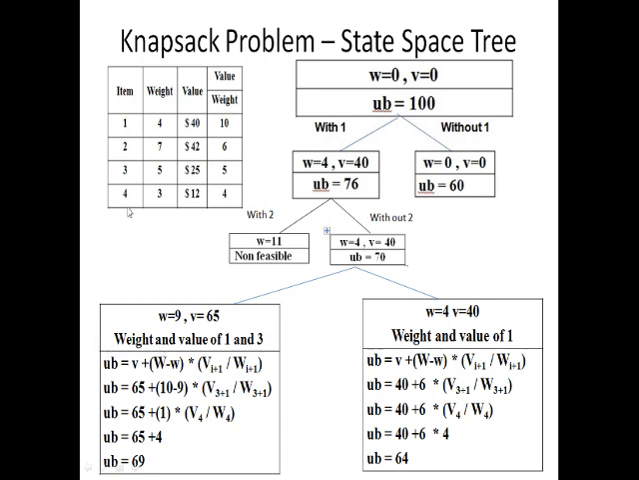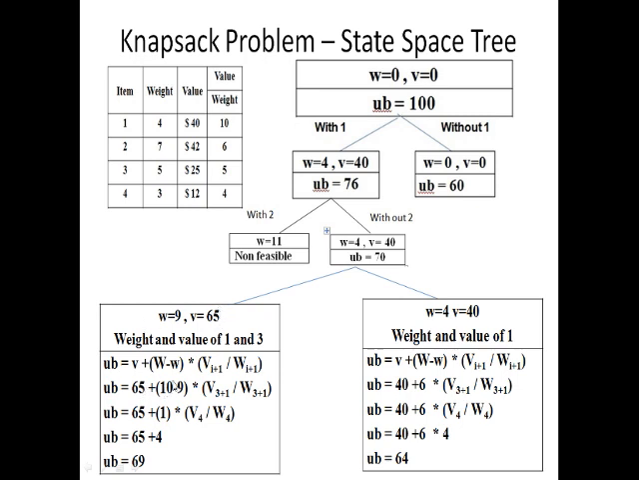Weight of 1 plus 3 is, first weight is 4 and 5. 5 plus 4 is 9. V equal to 40 plus 25 is 65. Weight and value of 1 and 3. Upper bound equal to small v plus capital W minus small w into Vi plus 1 by Wi plus 1. Small letter v is 65. That is weight and value of 1 and 3 are added together.